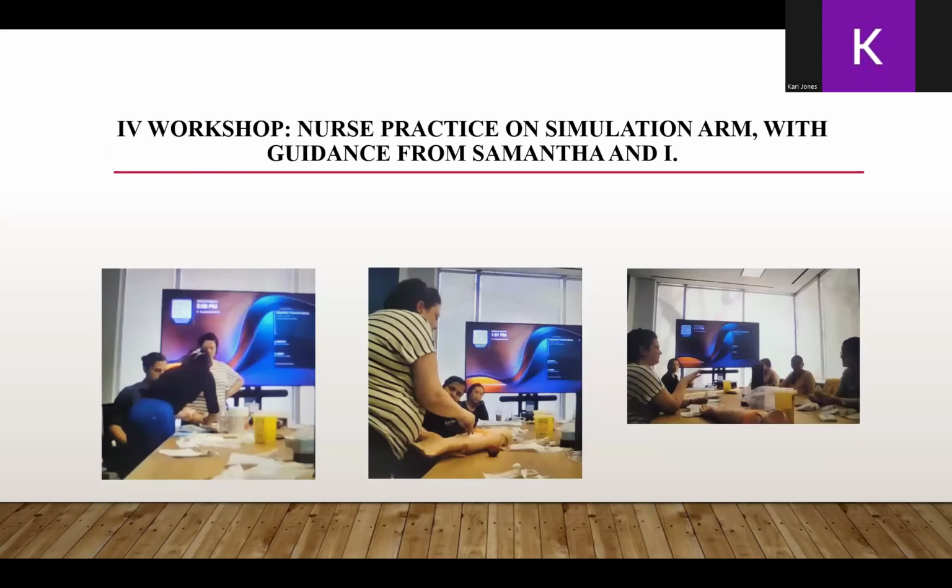Here is the workshop that Samantha and I created. We had a good turnout. We had about 9 nurses, and the picture to the left is an actual employee, a nurse, who allowed the nurses to actually do an IV insertion into his arm, which was great.